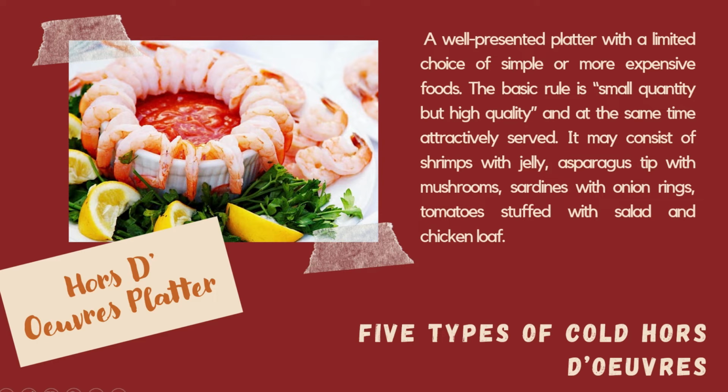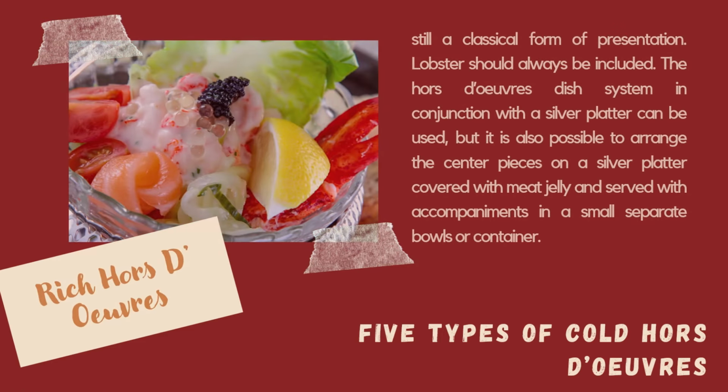Next, we have rich hors d'oeuvre. Still a classical form of presentation, lobster should always be included. The hors d'oeuvre dish system in conjunction with a silver platter can be used, but it is also possible to arrange the centerpieces on a silver platter covered with meat jelly and served with accompaniments in a small separate bowl or container. So, ang isang pinaka-importanting ingredient na hindi pwedeng mawala kapag magsiserve ka ng rich hors d'oeuvre ay ang lobster. Any part of the lobster will do. Usually, ito daw ay siniserve in a small bowl or a container.